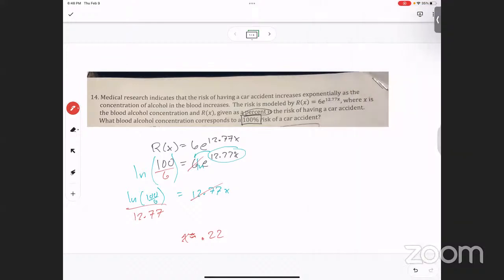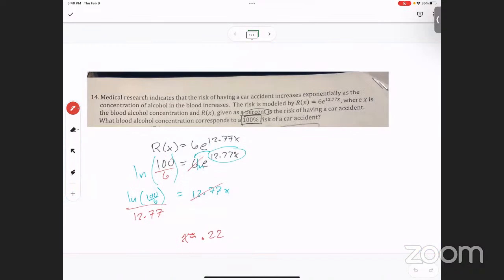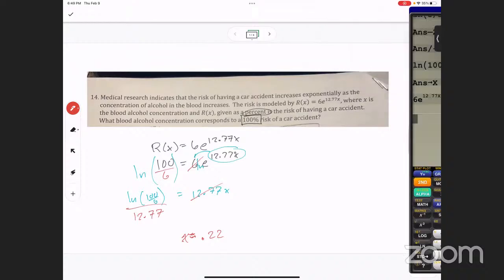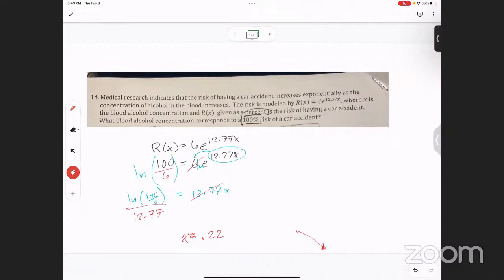Okay. Questions about that? So you just plug the 0.22 back into the original equation. Yeah. What I was doing is using my graphing calculator with this store button right here, the STO button, and that just plugs it in for the X. It plugs in this exact value that I got in my calculator, not just 0.22, for X. Okay.